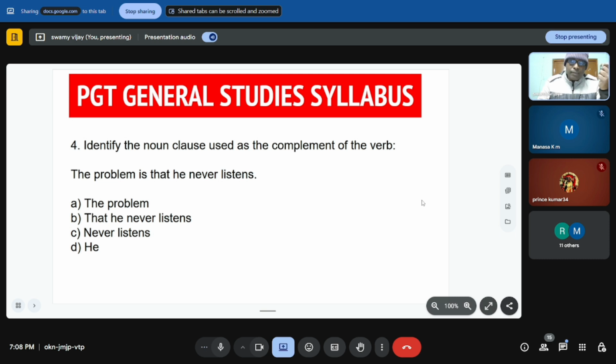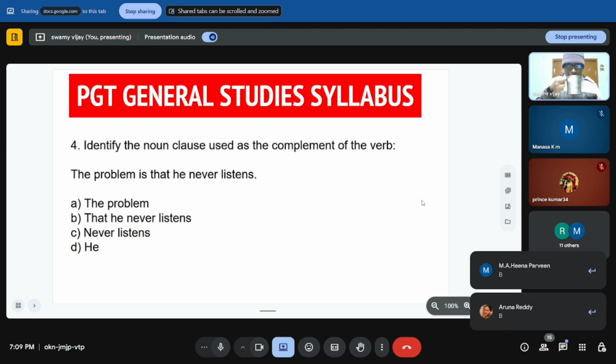Identify the noun clause used as the complement of the verb. The problem is that he never listens. That is the sentence. Identify the noun clause used as the complement of the verb. What is the noun clause which is used as a complement of the verb? "The problem that he never listens," or "that he never listens"? Right. Send your answers, please. Others also please participate.